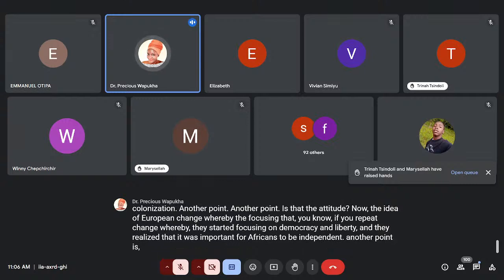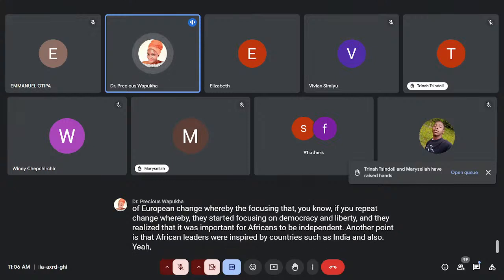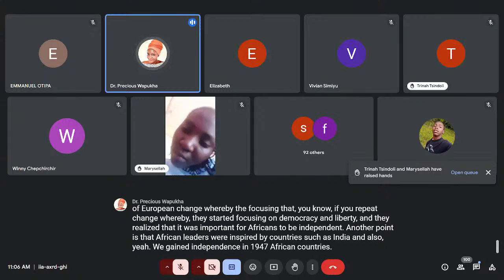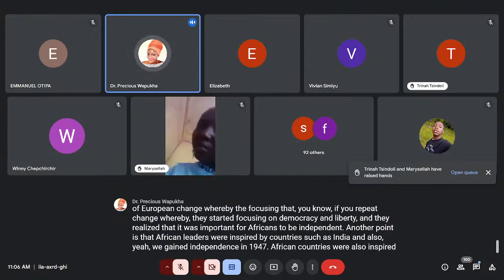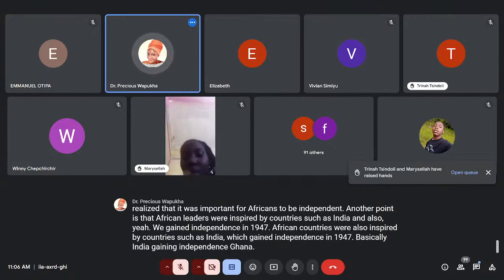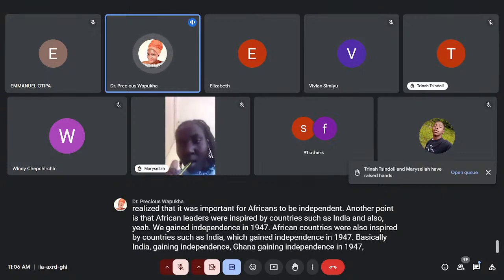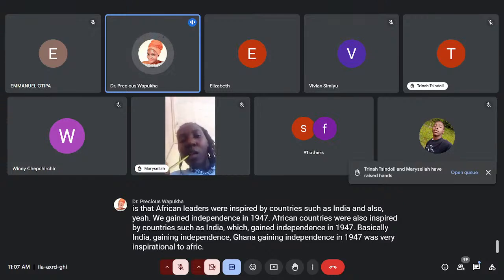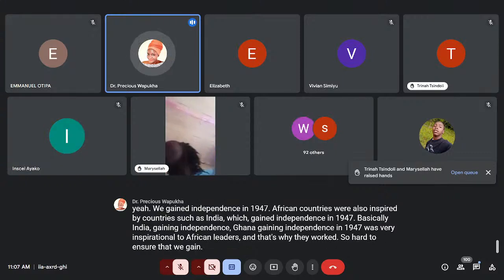Another point is that African leaders were inspired by countries such as India, which gained independence in 1947. Basically, India gaining independence, and Ghana gaining independence, was very inspirational to African leaders, and that's why they worked so hard to ensure that we gained independence.